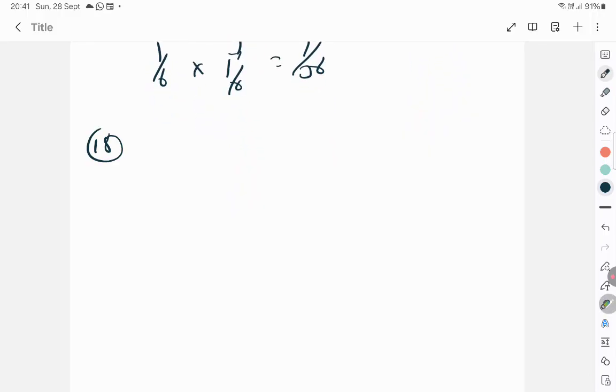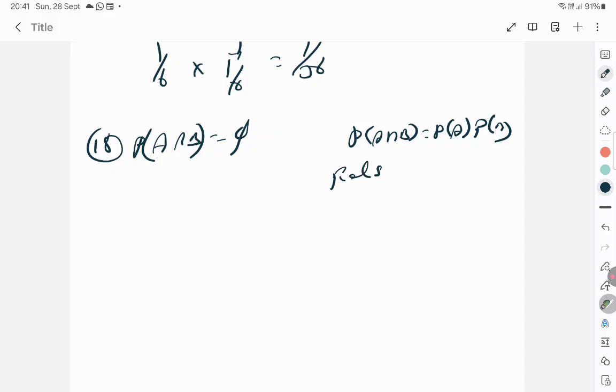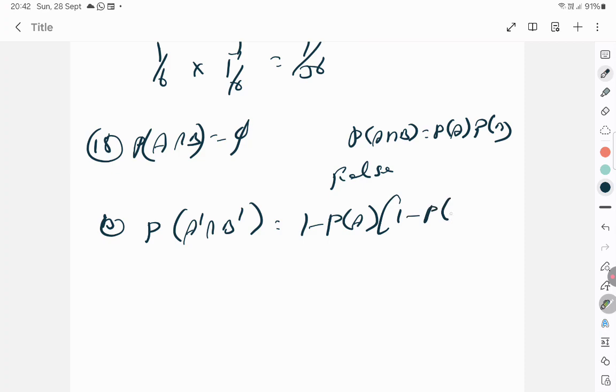2 events A and B will be independent if A and B are exclusive. No. A and B exclusive means A intersection B itself is the null set or 0. That's what it means. But independent events means P of A intersection B is P of A into P of B. How can they both be equal? So that's false. Okay, so then let's go to next. There's some printing mistake in your book. P of A dash intersection B dash is 1 minus P of A into 1 minus P of B.